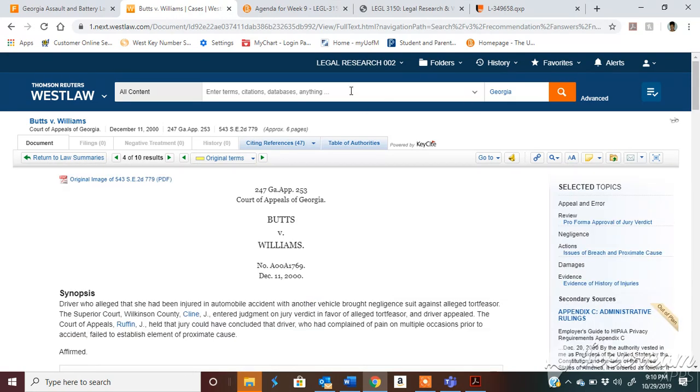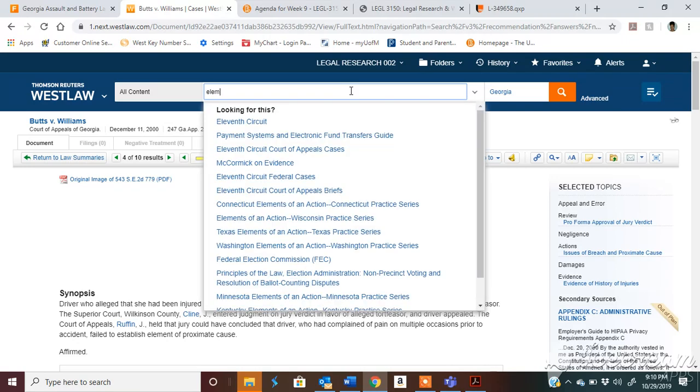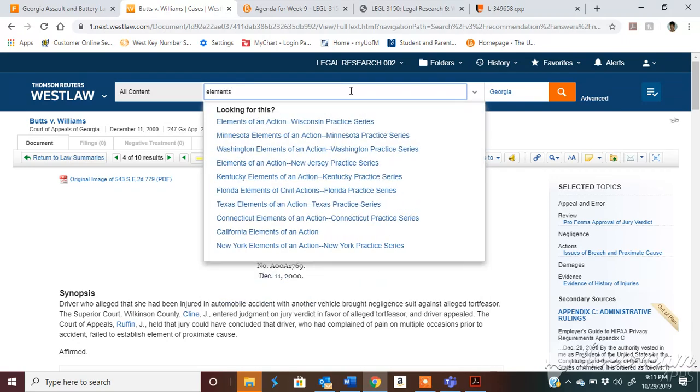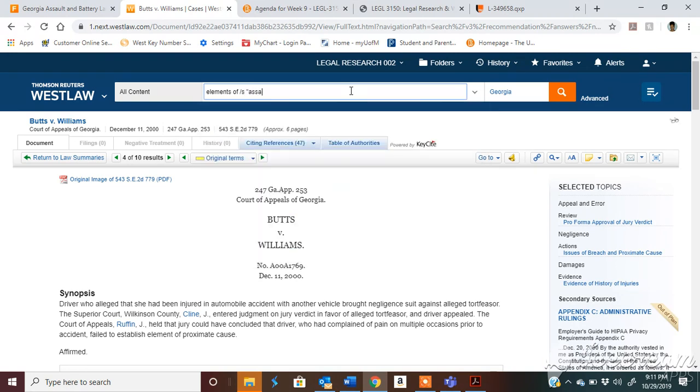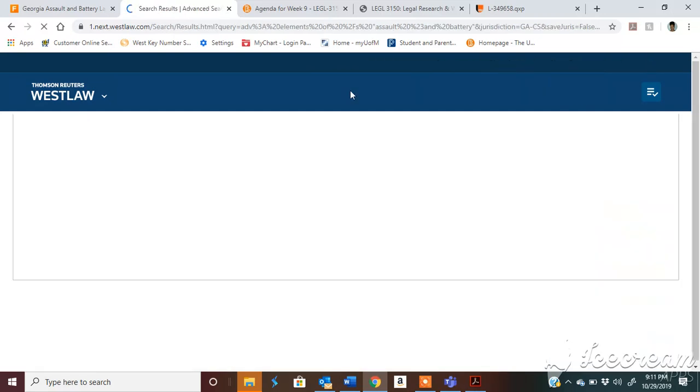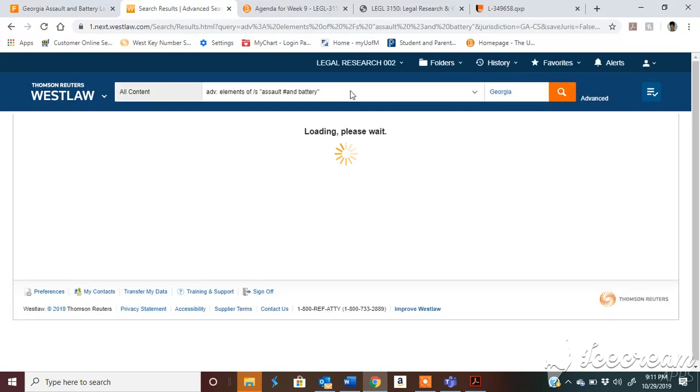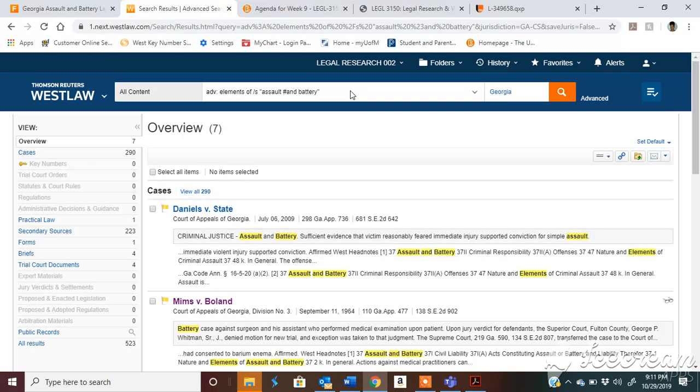My next case that I looked up was assault and battery, and my search was similar. The case that I chose here was Mims versus Boylan.